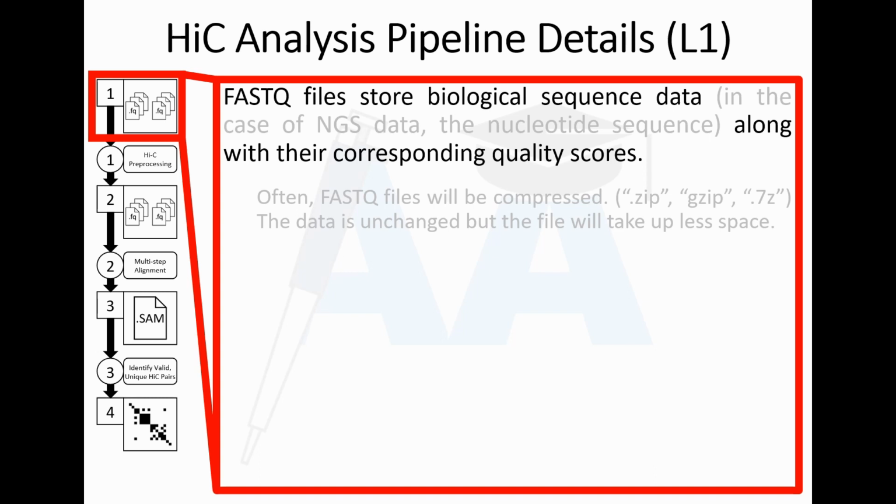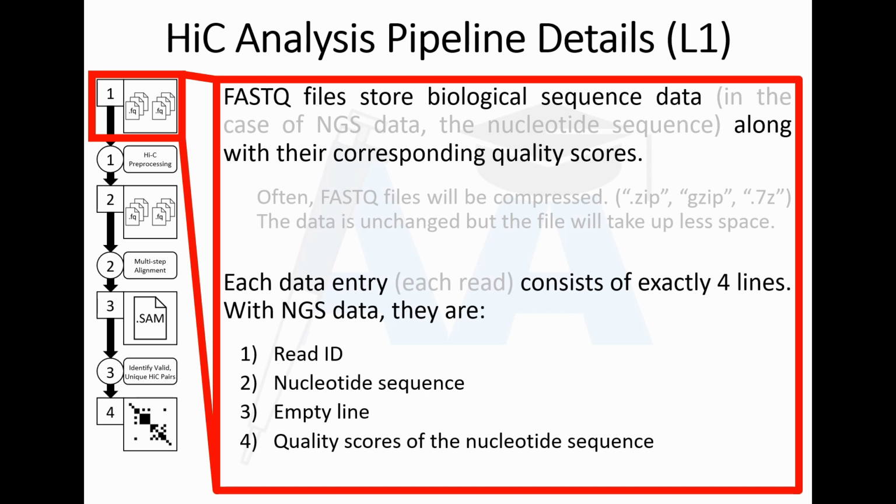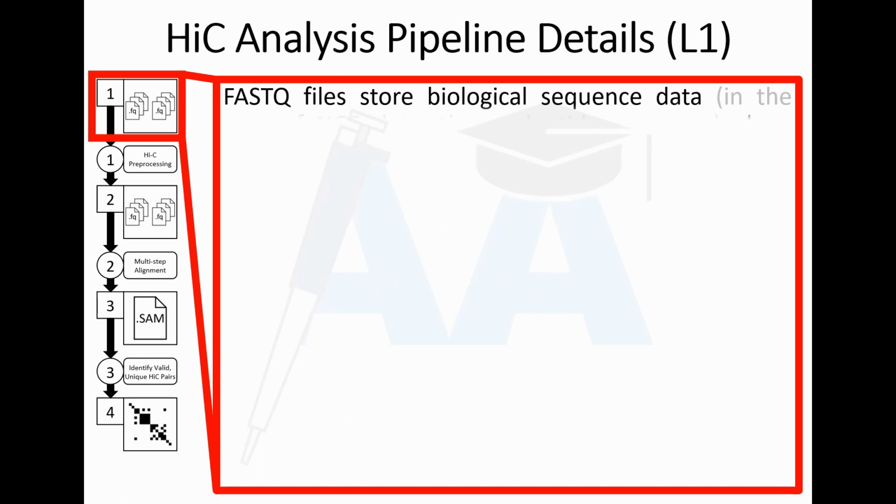In FASTQ files, each DNA entry represents a single sequence of DNA, known as a read, and consists of exactly 4 lines. The first line contains the read ID. The second line contains the ACGT nucleotide sequence. The third line is irrelevant and often left empty. The fourth line contains the quality scores of the nucleotide sequence. The FASTQ file format doesn't have a way to store additional information, like secondary structure or molecular modifications, but that kind of information doesn't exist in the NGS data anyway.